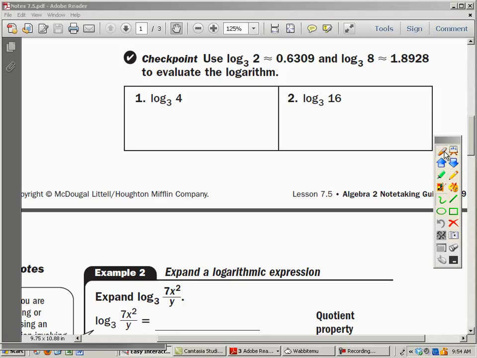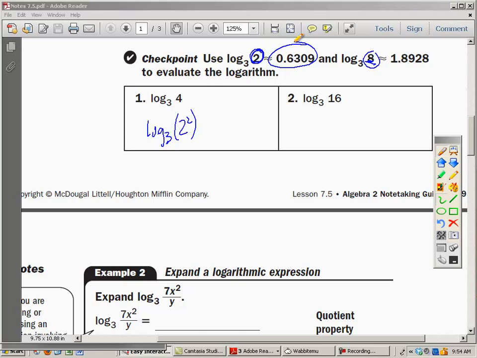All right, so log base 3 of 4. Well, I don't have log base 3 of 4, but I have a 2 and an 8. I can't do much to an 8 to change it into a 4, but I can certainly write this as log base 3 of 2 squared because, again, I do have log base 3 of 2. Because that's given as 0.63.